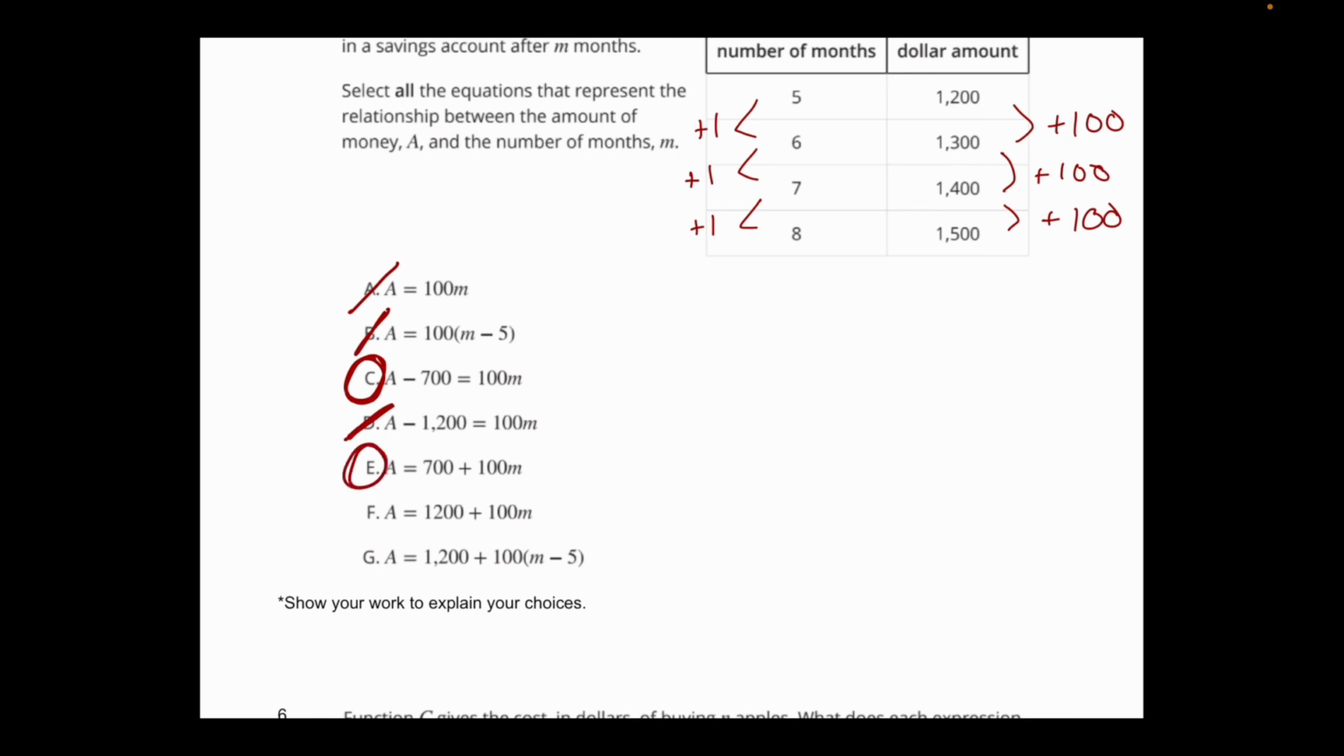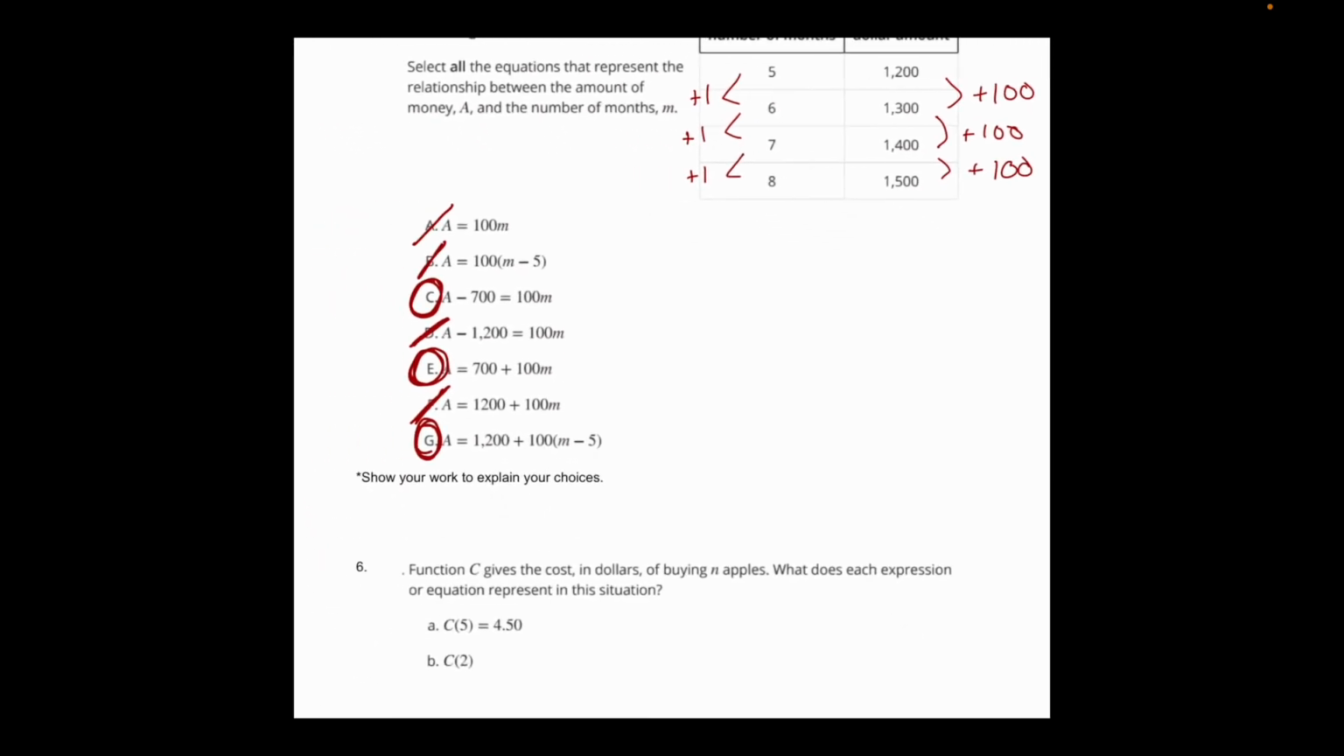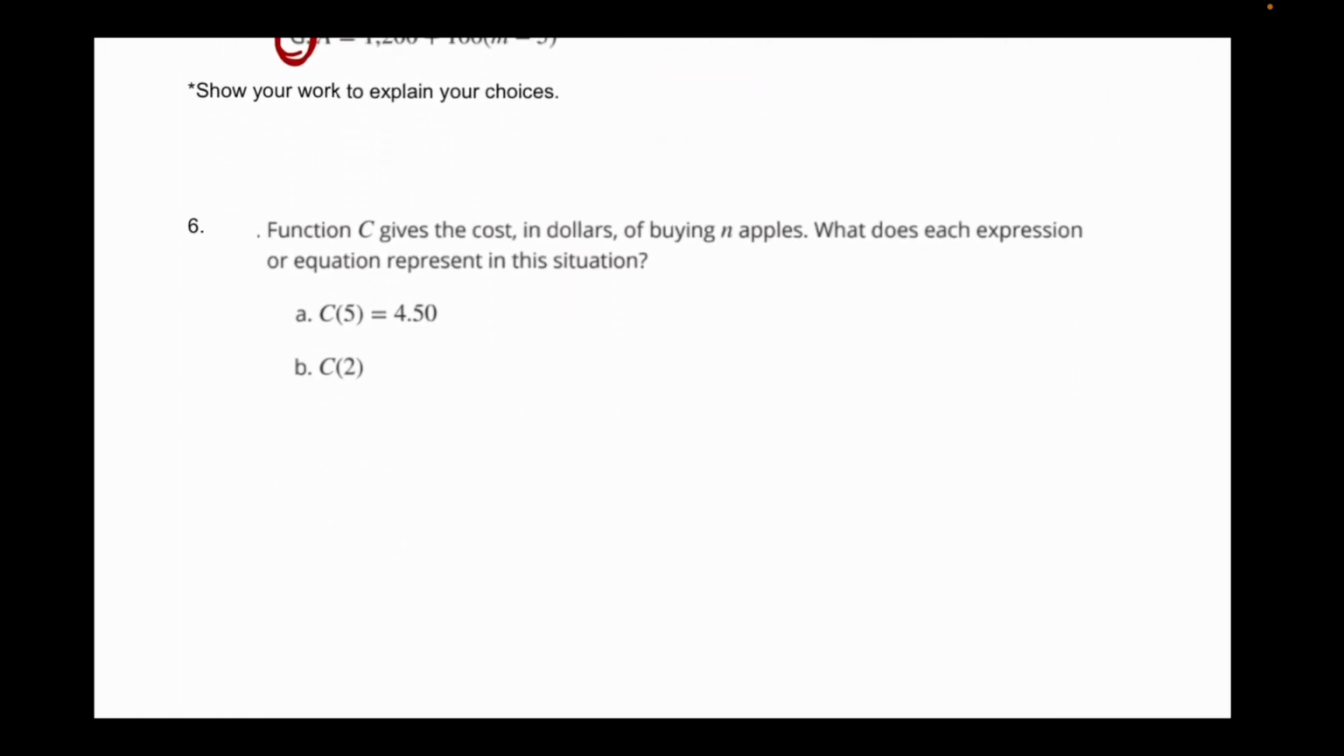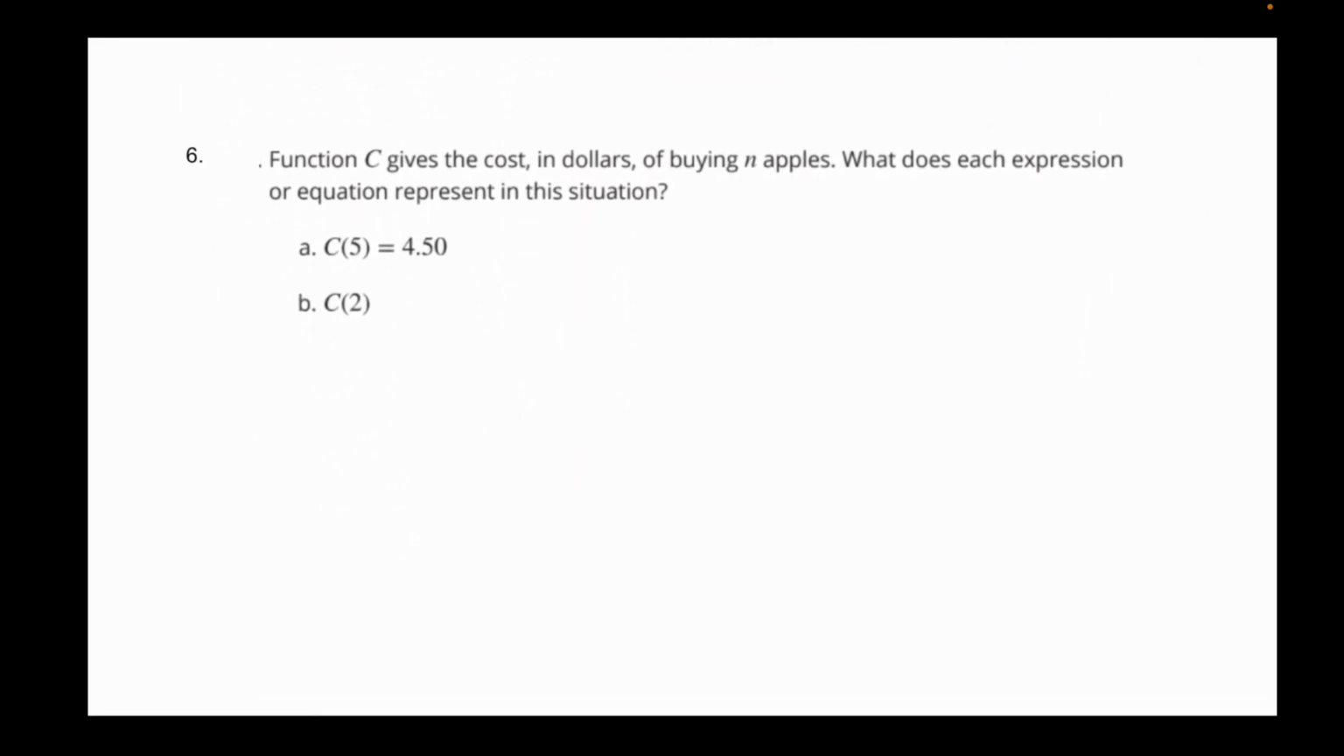It also works if it's added to both sides, because that's the same as C, where we just add the 700 back to both sides and we get this. And it's not our 1200. And 1200 plus 100 times m minus 5, this one at the bottom, actually works as well if you multiplied it out. So it says show your work or explain your choices. I explained it verbally. You can show it differently.